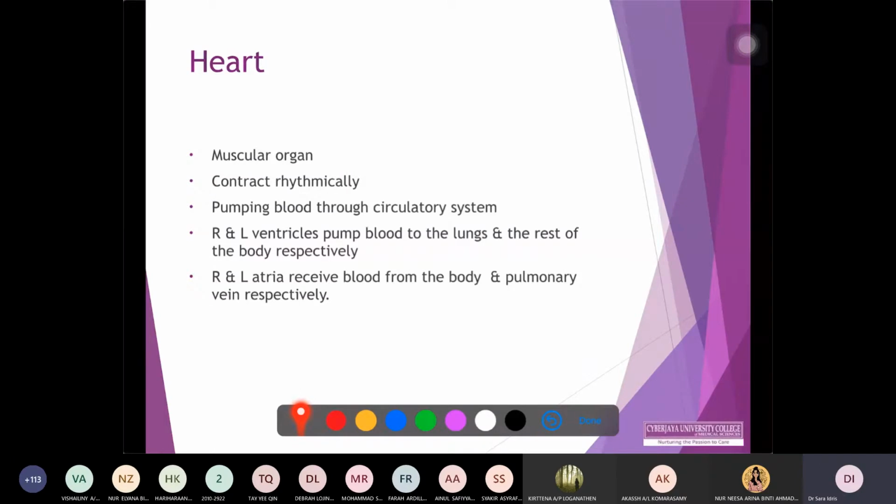Okay, it helps to pump the blood through the circulatory system, and the right and left ventricles will pump the blood to the lungs and the rest of the body, while the right and left atria will receive blood from the body and from the pulmonary veins respectively.